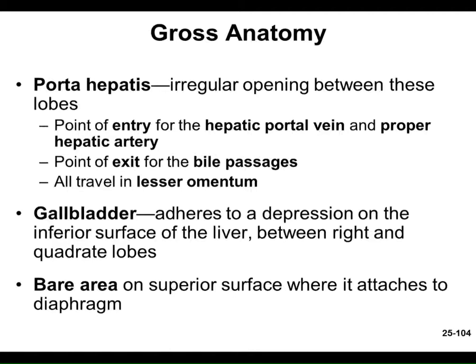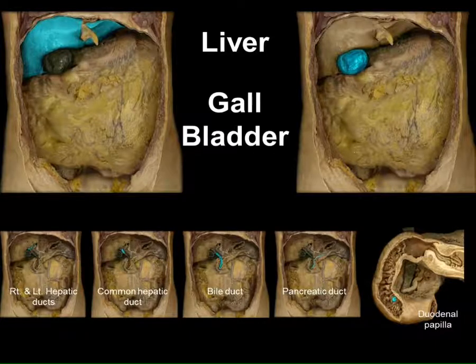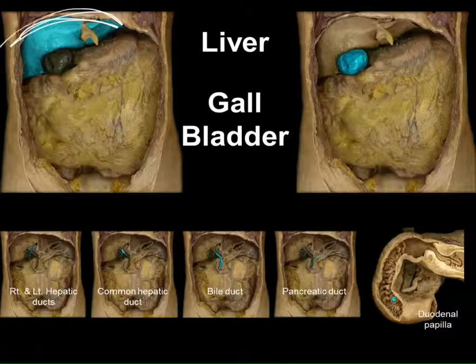The gallbladder sitting there on the inferior surface of the liver, and there is what we call the bare area. That is the superior surface on the liver where it attaches up to the diaphragm. So the bare area would be where? Kind of up here, right? And we're looking here at the gallbladder. We got that.